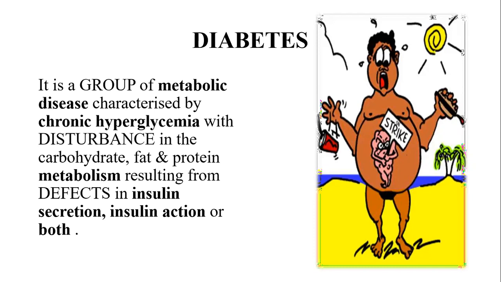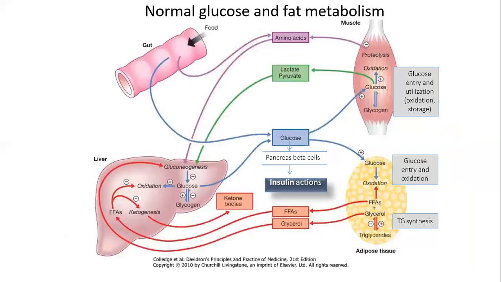This is because there is a problem in the metabolism of carbohydrates, fats, and also proteins due to an insulin defect in the body. The defect may be, number one, insufficient or abnormal secretion of insulin, or number two, a problem in the actions of insulin, or both can be the case. Sometimes even the transportation of insulin is an issue, from the point of production to the point of action, especially when it involves the receptors.